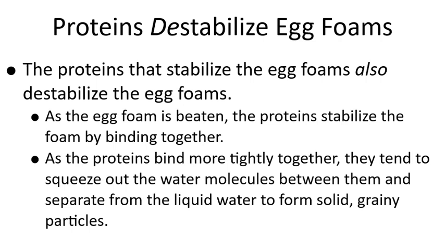So we've seen that the egg white proteins stabilize the bubble walls and thus stabilize the egg foam. But those same proteins can also destabilize the bubble wall and egg foam too. As we beat the egg white, the proteins stabilize the egg foam by binding together as we've discussed. However, if this process continues and the proteins bind together even more strongly, they tend to squeeze out the water molecules. Eventually, this causes the proteins to curdle and clump together into solid, grainy particles suspended in the water. But now those bubble walls are mostly composed of water again, and so they will be relatively weak and the egg foam will collapse.